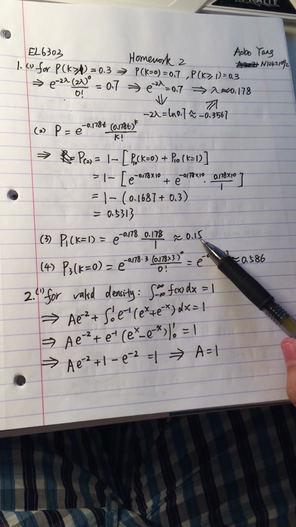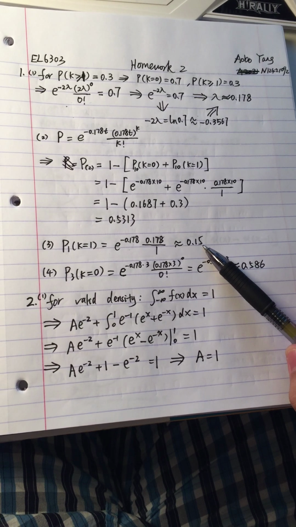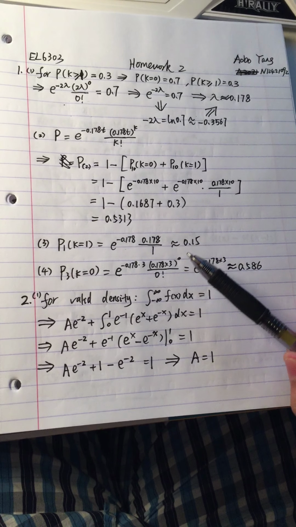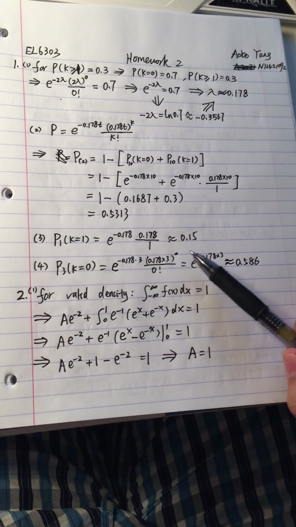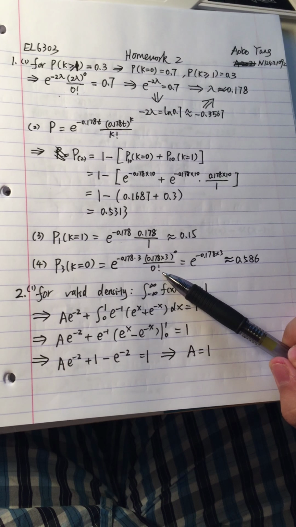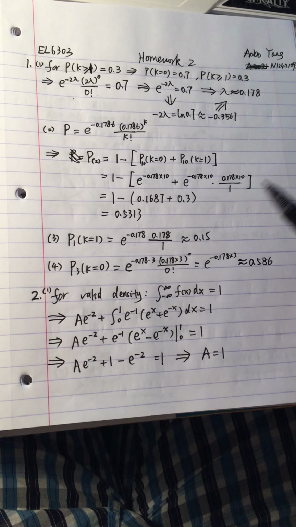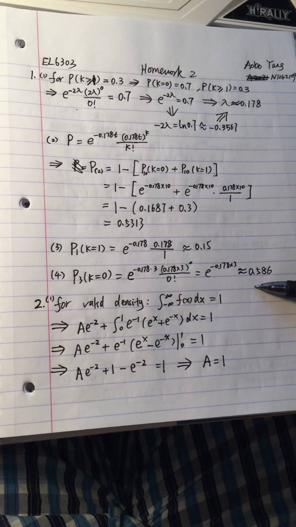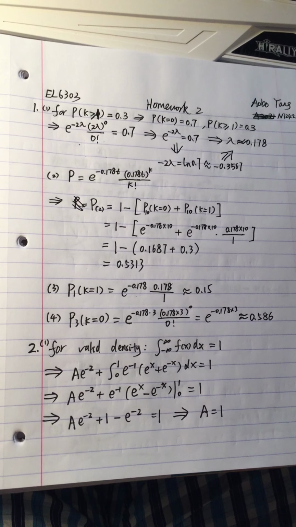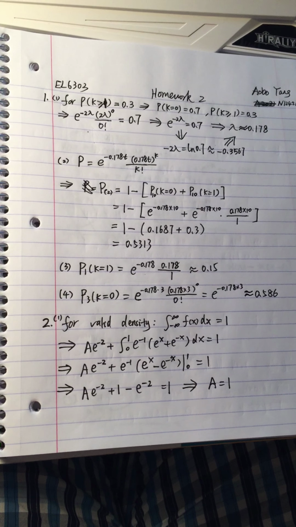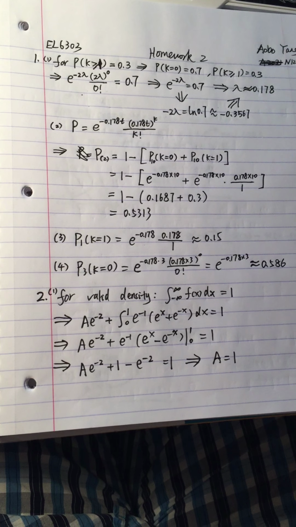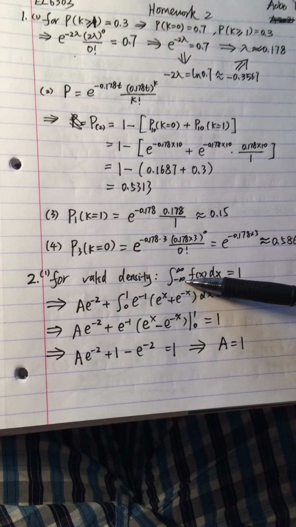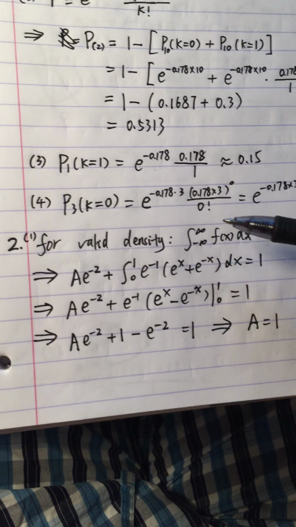And for the third question, in 1 minute, have one customer, that means k equal to 1 and t equal to 1. We get the probability is 0.15. And the fourth question, in 3 minutes, no customer, that means k equal to 0 and t equal to 3. So the probability is 0.586.